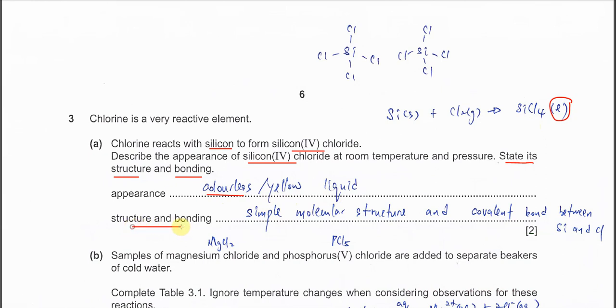Structure and bonding. Structure is simple molecular because one molecule is just one SiCl4. So it's a simple molecular structure. And the bonding, remember, is between the Si and Cl. The bonding is covalent bond. Covalent bond.